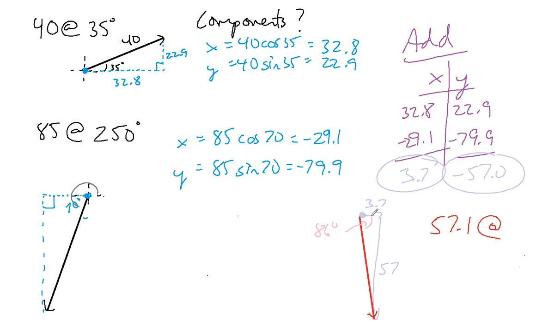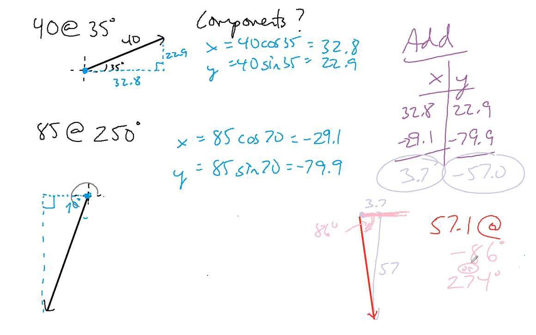Here's my positive x-axis, and all angles are typically measured from there. It's 86 down. You could wrap it all the way around to be 274, or you could just say 57 at negative 86 degrees. You could wrap it all the way around and say 274 if you wanted to. It doesn't matter, but I'd use the negative 86.